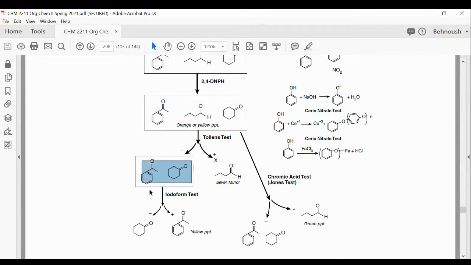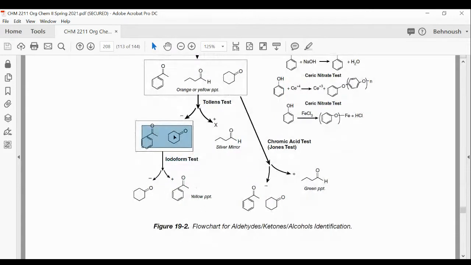And name or class for your compound. So when you have these two, then you want to see, is it methyl ketone or is not methyl ketone? Then you can do the iodoform test. If it's positive, then it would give you methyl ketone, which means that one of the R groups is methyl. And if it's not precipitating, then we know that it is the other ketone.